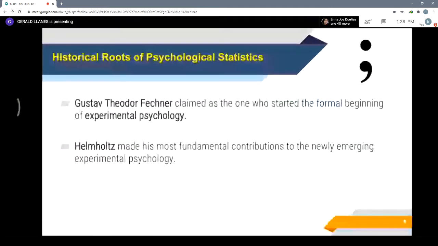Helmholtz, on the other hand, has a contribution to the newly emerging XP-Psych. So ang ginawa niya is parang pinapopularize niya yung sinimula ni Gustav Fechner para mas magamit at mas ma-improve pa.